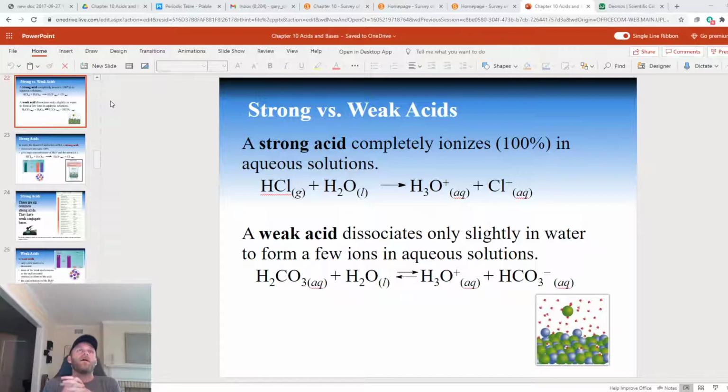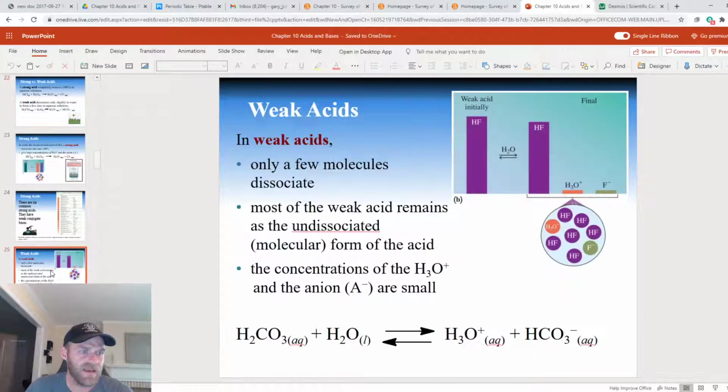A weak acid doesn't all separate. Okay, some of the molecules stay together. And let me see if I can find an example here.